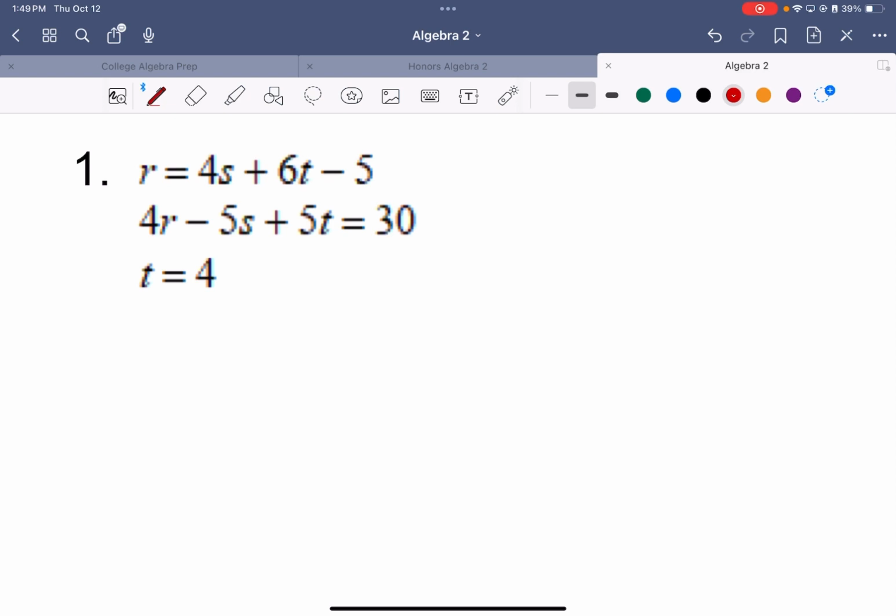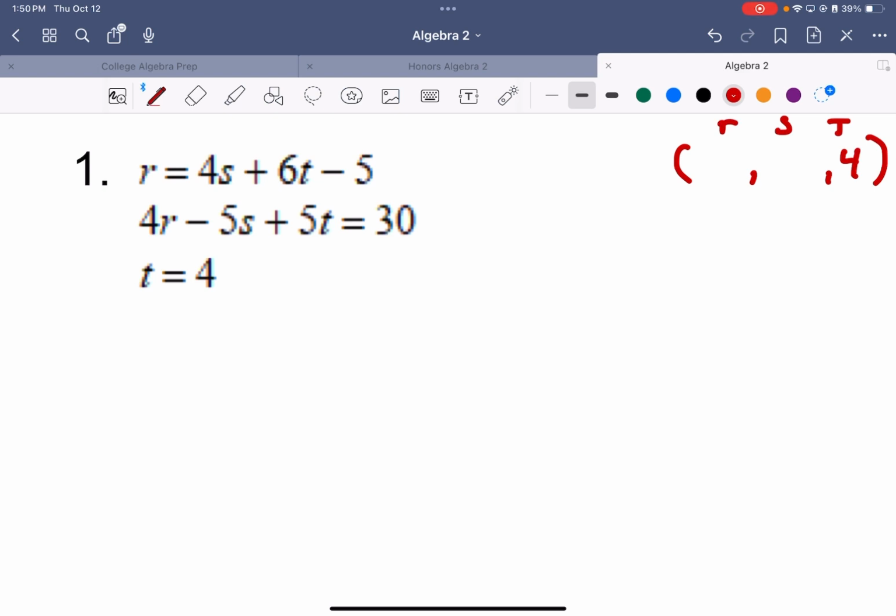So I've got an R, an S, and a T. I already know what one of them is. I already know what my T value is, and that's going to be the case for all of them today. You are going to be given one of the solutions today. The solution we're given is 4. So this is my R value, this is my S, this is my T. It's in alphabetical order. So I know my T value is 4, so I'm going to go ahead and put a 4 right there because I know that has to be my answer.